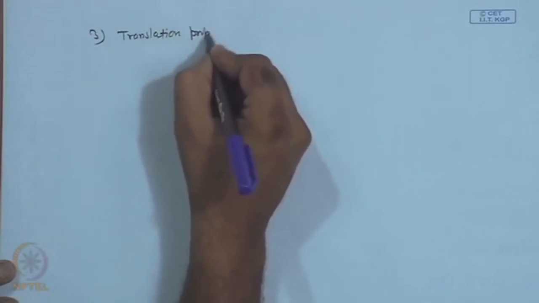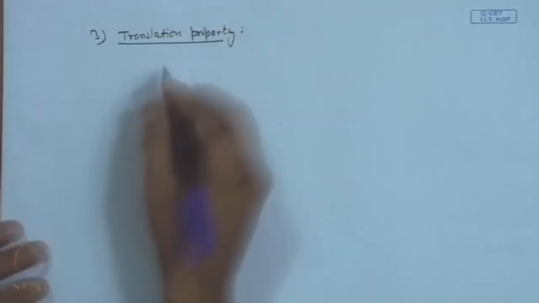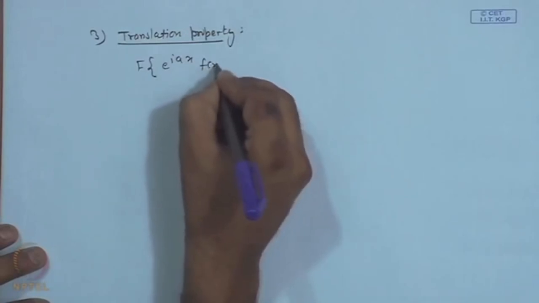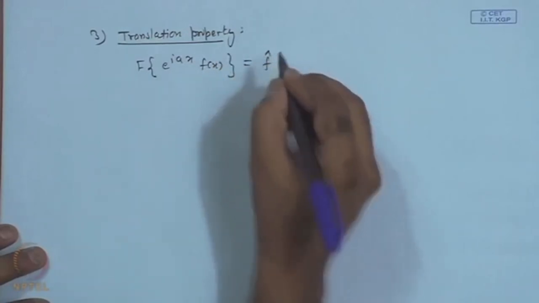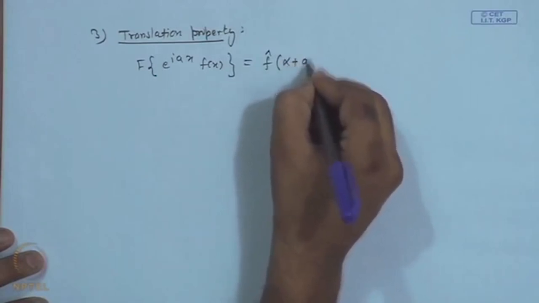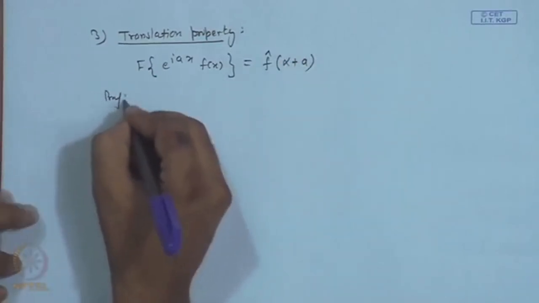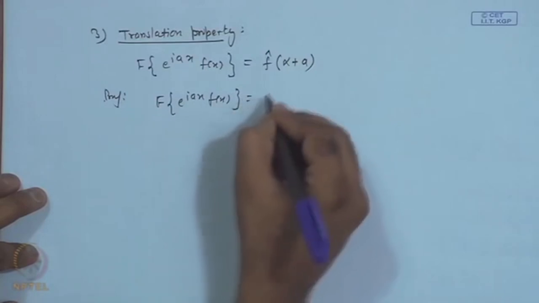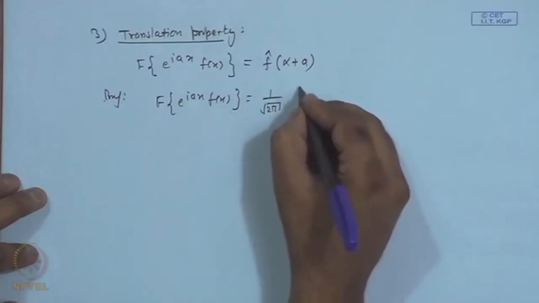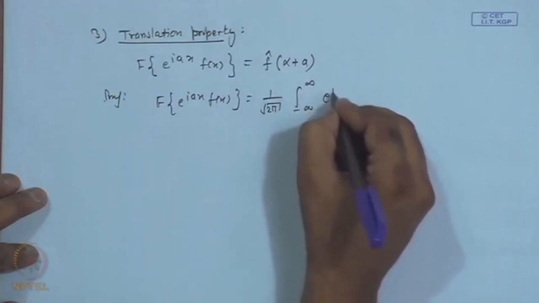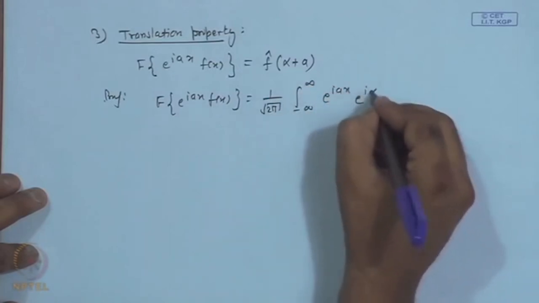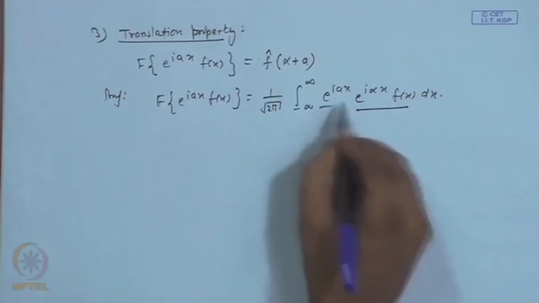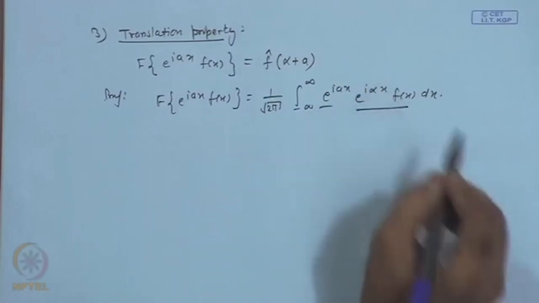Translation property. In this case, the Fourier transform of e^{iax} f(x) will be translated Fourier transform, so alpha will become alpha plus a. The proof is very simple. The Fourier transform of e^{iax} f(x), as per the definition, is 1 over square root 2 pi, integral from minus infinity to plus infinity of e^{iax} e^{i alpha x} f(x) dx. This is our function, and this is for the transform.